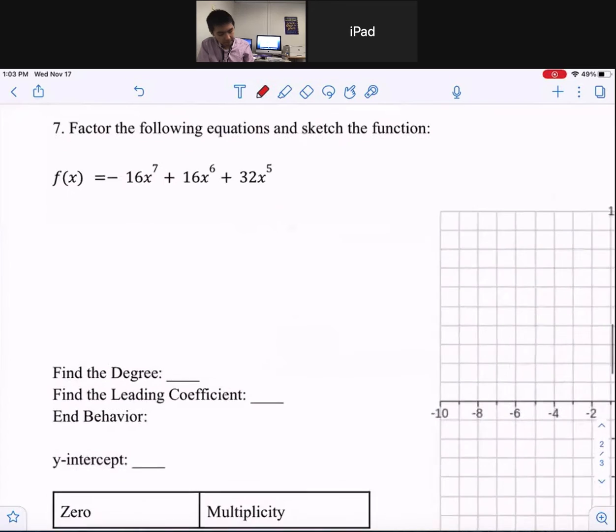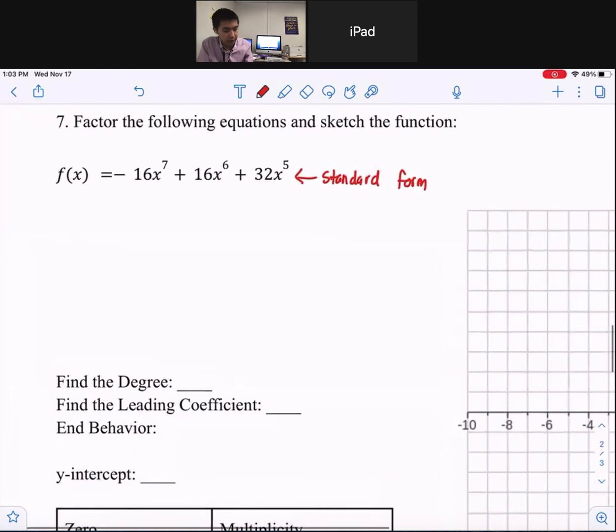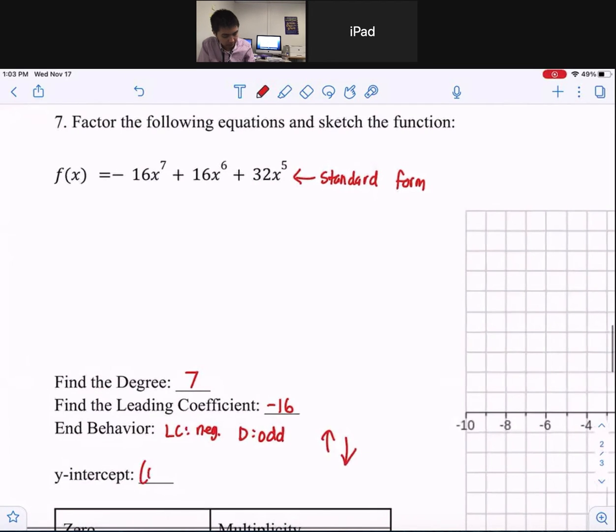Number 7. Now, this is in standard form, everybody. And if we have it in standard form, we can clearly see which term has the highest degree. It's that one. So our degree is 7, our leading coefficient is -16, and our leading coefficient is negative. Is our degree odd or even? It is odd. So negative odd goes up and then down. And we have a y-intercept at (0, 0). Okay, so again, you can find all that information from standard form or factored form.